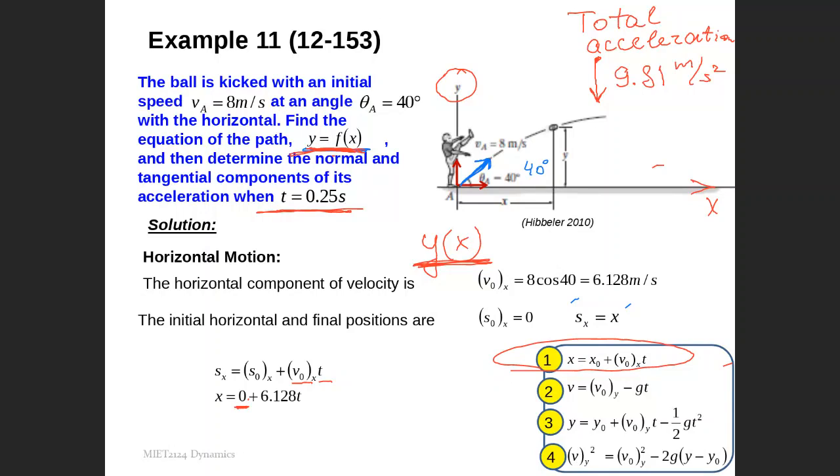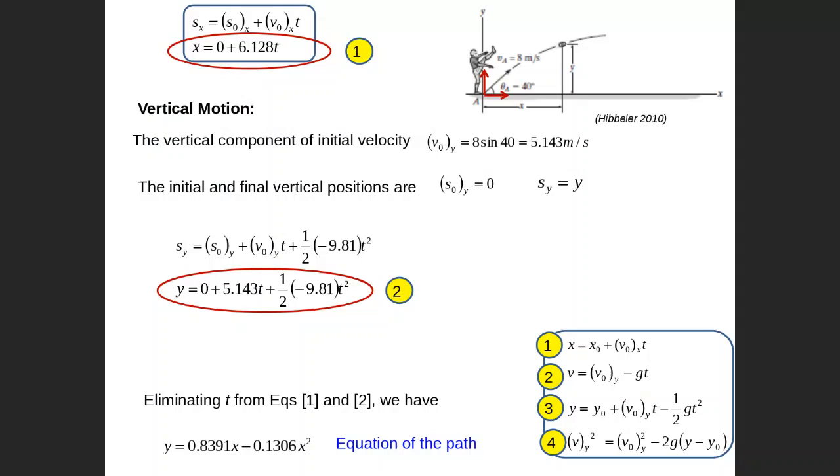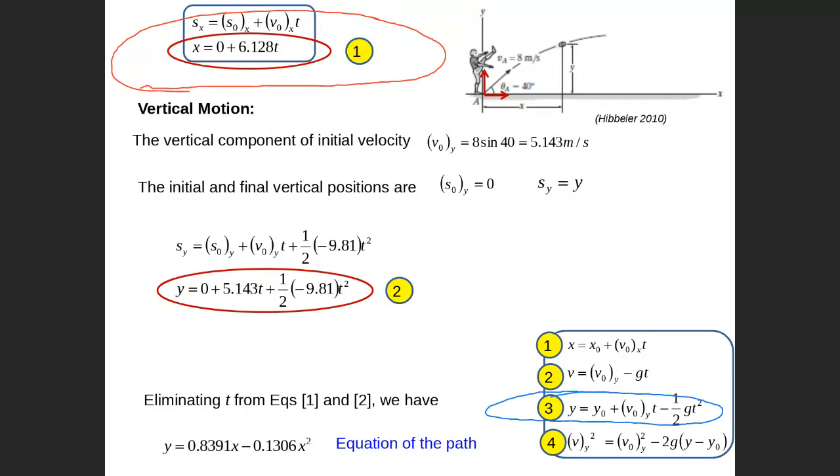The component of velocity will be the cosine component. So 8 multiplied by cosine 40 gives us 6.128, and this gives us the equation in the x direction as a function of time. So that's our first equation. Now vertical motion. We analyze it in the same manner. So we take equation number 3 and substitute data. The component of velocity is the sine component, 5.143 meters per second. And when I substitute data, I get the second equation.